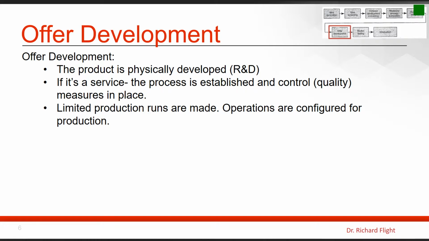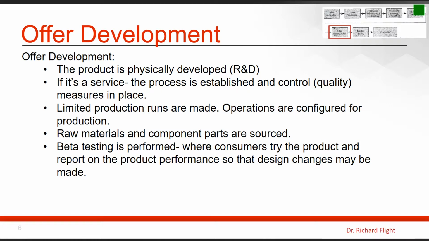The operations aspect of the organization needs to be configured for production. We need to acquire raw materials, source our raw materials. We may do some quality control testing or beta testing where consumers try the product for a little while. So consumers are going to try the product in beta testing and then provide feedback regarding the actual product. And finally, things like packaging is arranged as well.